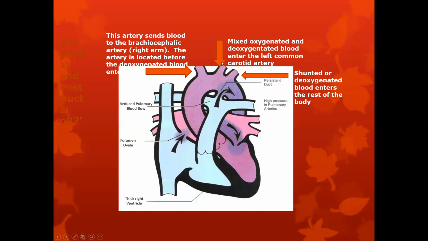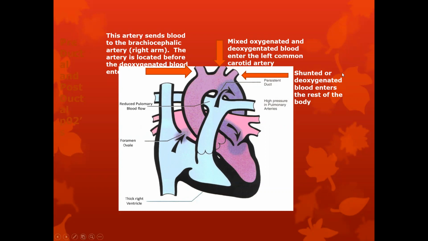The left common carotid artery kind of gets a little bit of a mix. So if we want to know how well oxygenated the lungs are doing, we would look at the blood flowing from the brachiocephalic artery. That's going to be our truest view of blood that went to the lungs and came back to the left heart. The other two get mixed up in this shunting that's going on. So they're not reliable as far as looking at how well the lungs are oxygenating the blood.